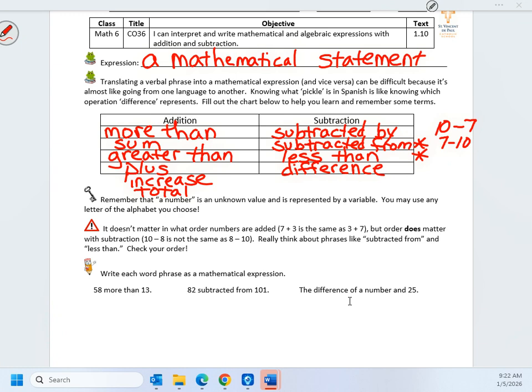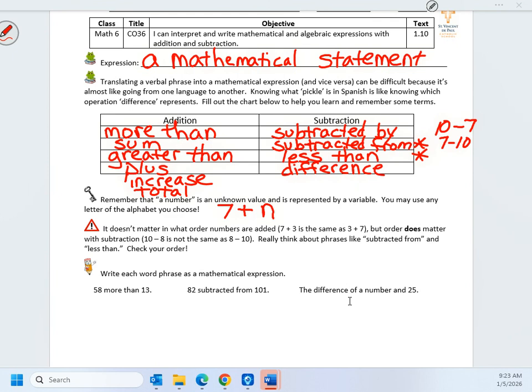So if I say a number, I'm going to use the letter N. So if I were to say 7 more than a number, my expression would look like 7 more than a number, right? So we're going to use that N. I use the N because number starts with N. You could use any letter you want. Okay. But when we see a number, we know it means we're going to put a letter. And when we're looking at an expression and we see a letter, we're going to write it out as a number.